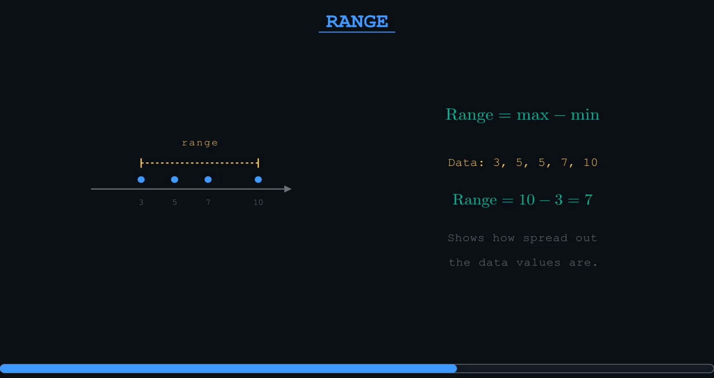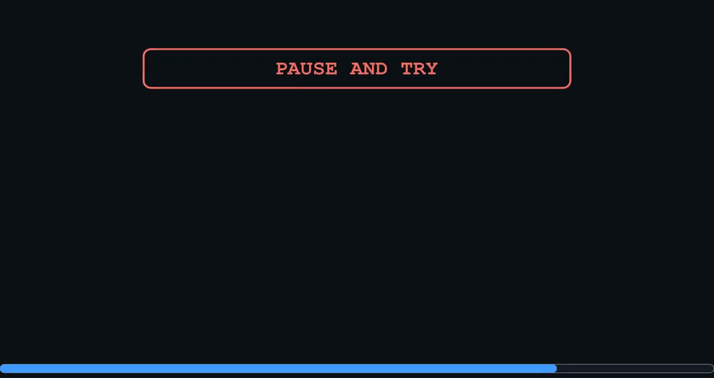The range tells you how spread out the data is. It is found by subtracting the smallest value from the largest value. For our data set, 10 minus 3 gives a range of 7. Pause the video and try this problem yourself.